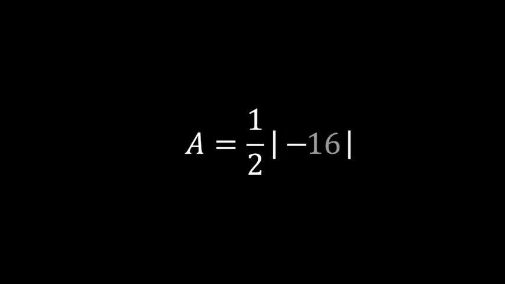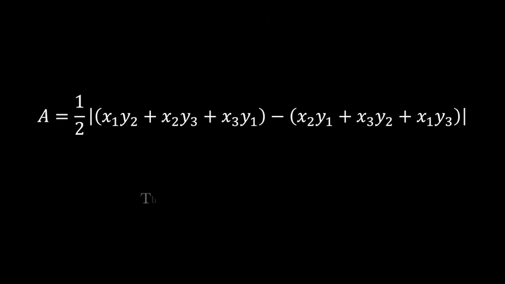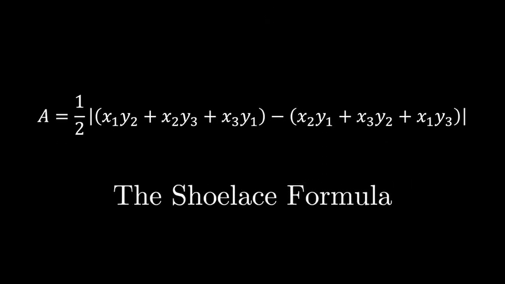If the result is negative, we use absolute value symbols, these vertical straight line symbols, to make it positive. Here the difference is 16, so we halve it to get 8. That's the area of the triangle. This method is surprisingly underused, especially at A-level.